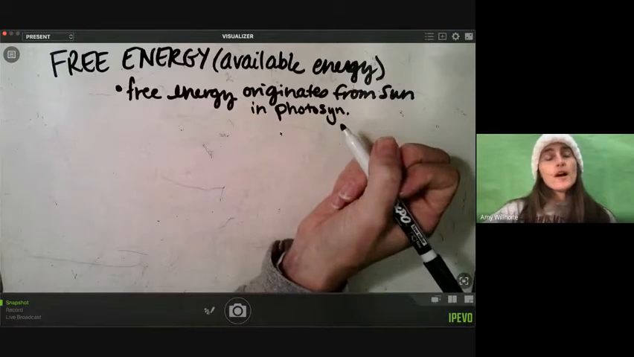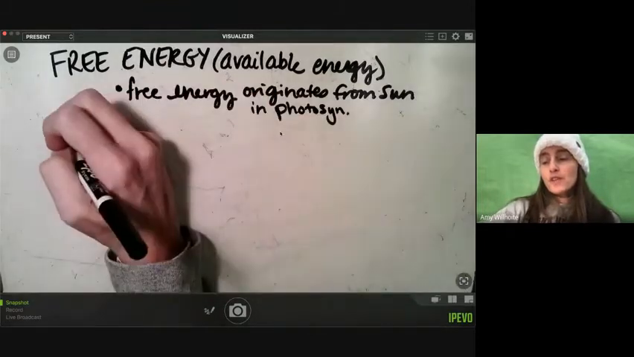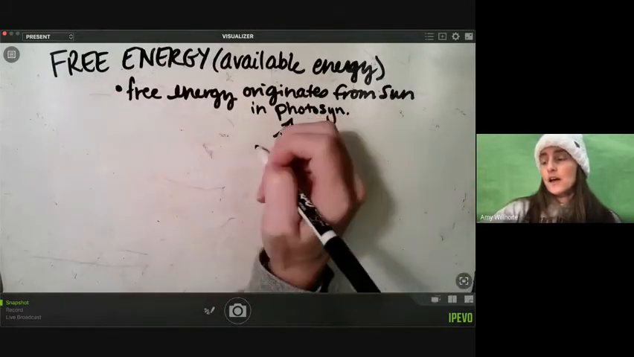We have 2 processes in biology that we use for energetics. This is the energetic stuff. One of them is photosynthesis, and that is in the chloroplast.